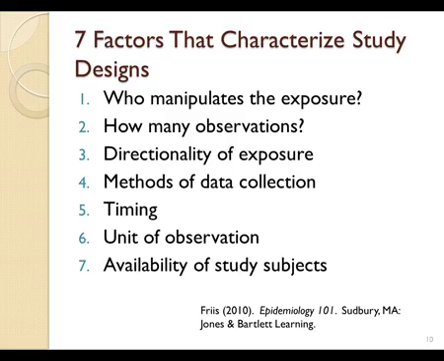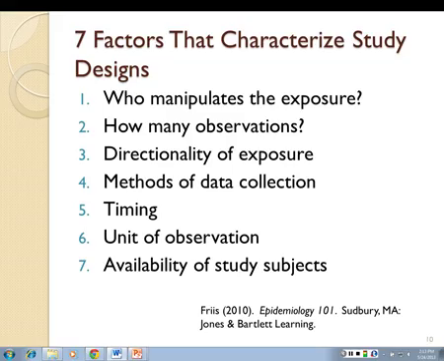Now, Frist describes 7 factors that characterize study designs. These include who manipulates the exposure factor. In an observational study, the exposure is not manipulated by the researcher. In an experimental study, the exposure is manipulated by the researcher. How many observations were made? In some cases, observations of subjects may be made only once. However, in other cases, 2 or more examinations may be made.